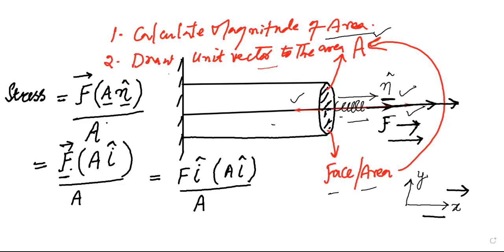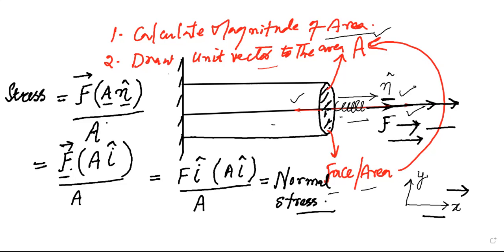Fine. When you have stress acting on a face in which the force and the area vector are along the same direction, we call that stress normal stress. We call this normal stress.